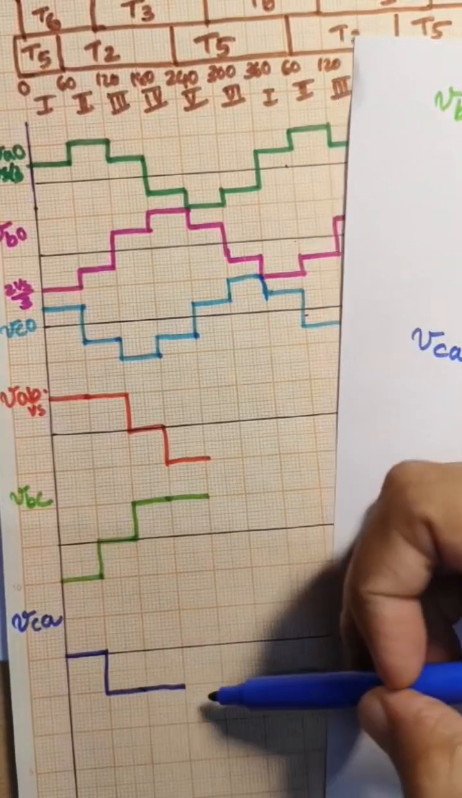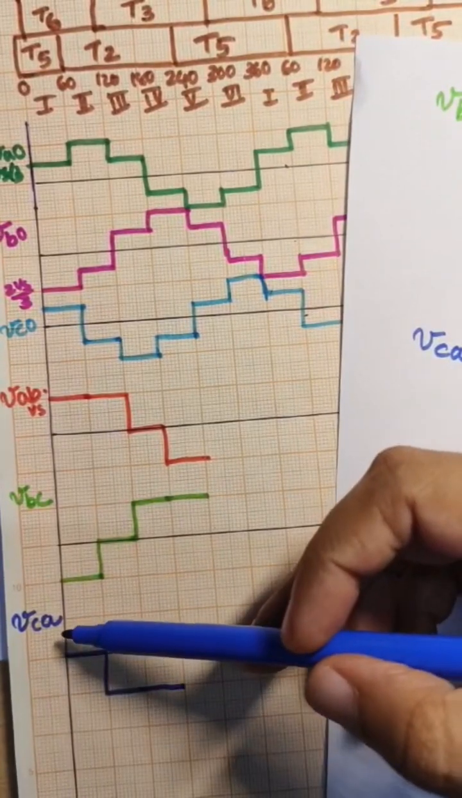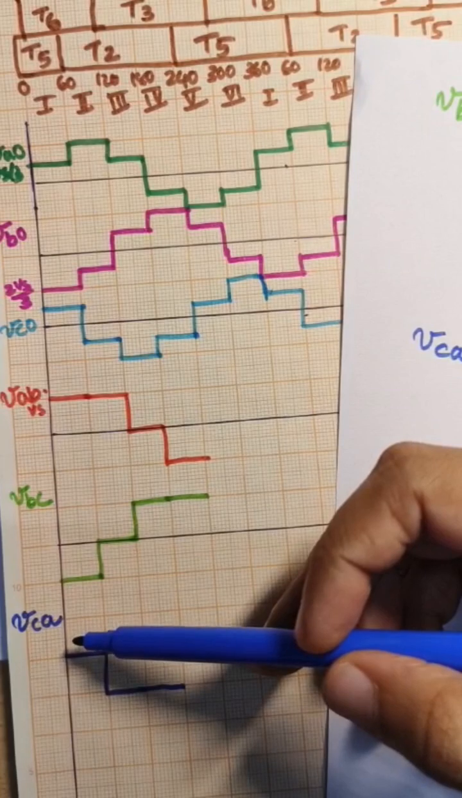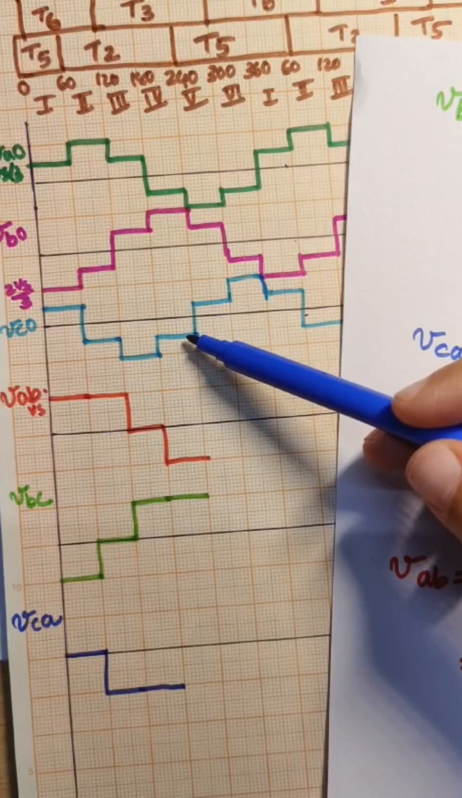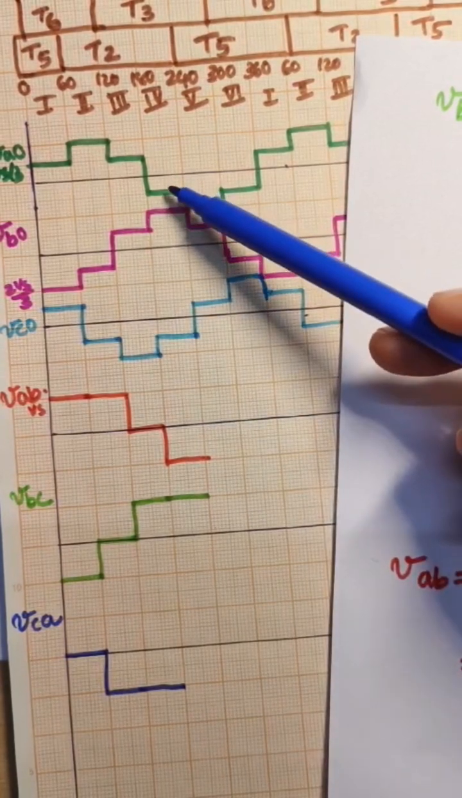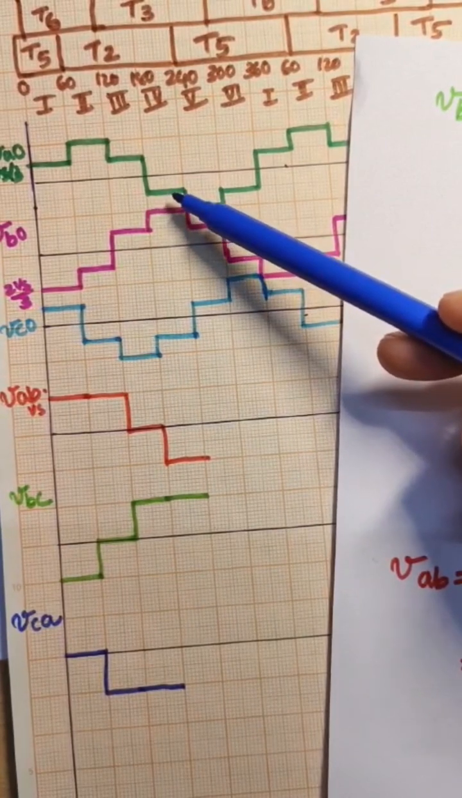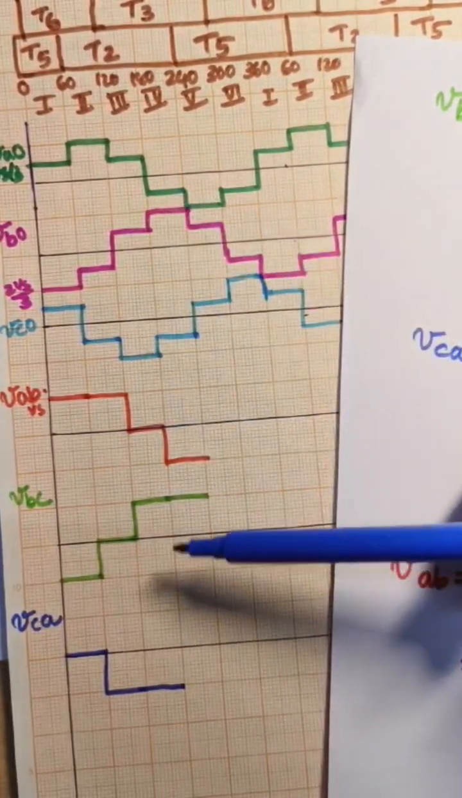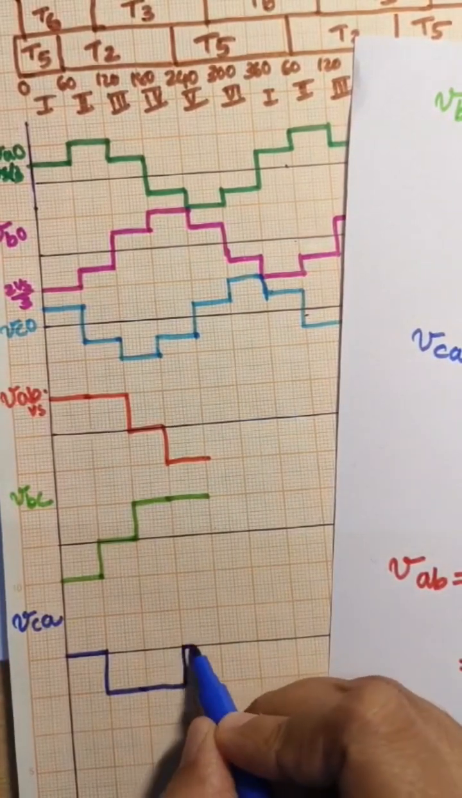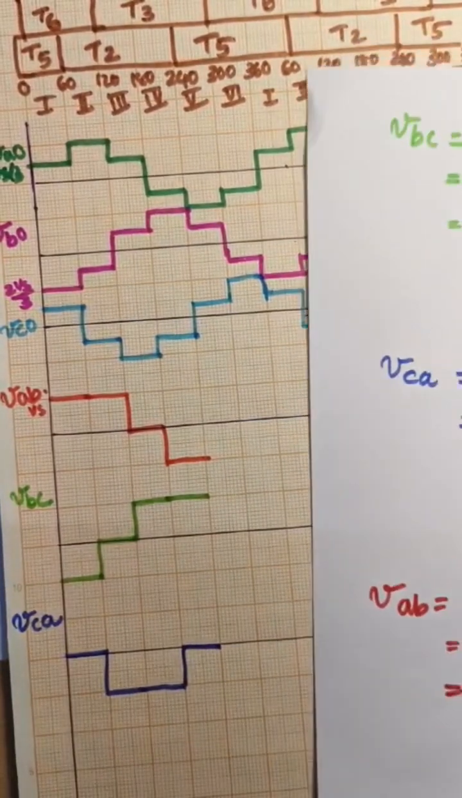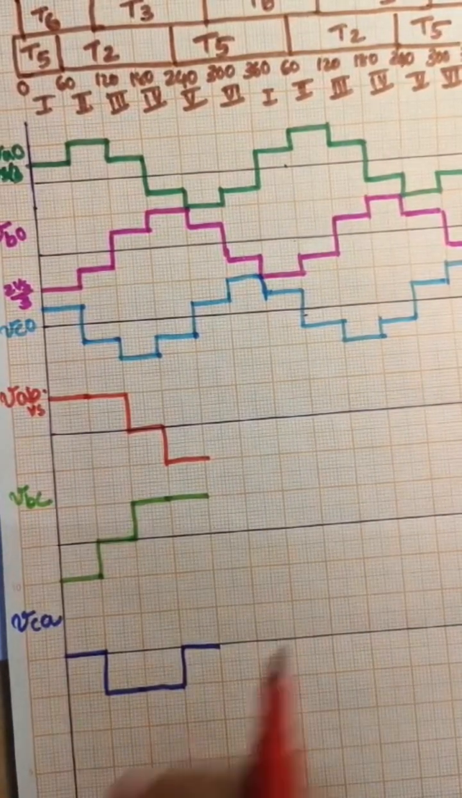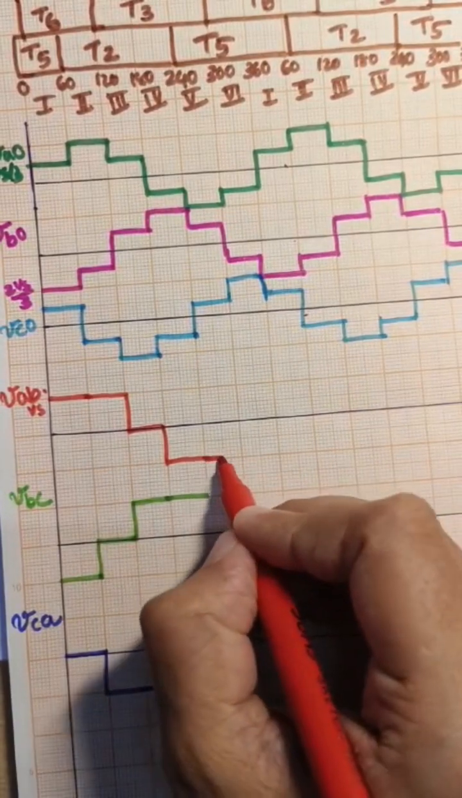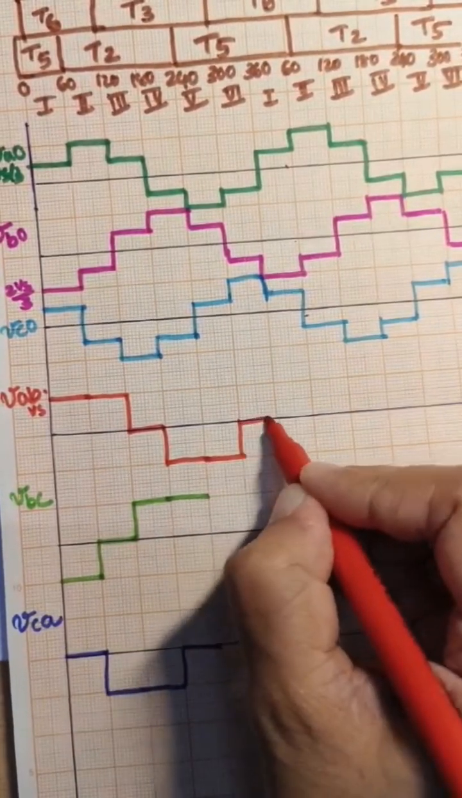Next VCA. Fourth step, VCA is equal to VCO minus VAO. What is VCO? VCO is minus Vs by 3, minus VAO, minus of minus, which is plus Vs by 3. We will obtain it as 0. Now the 4 steps we obtained, and after this just continue the same as previous ones and complete the waveform.